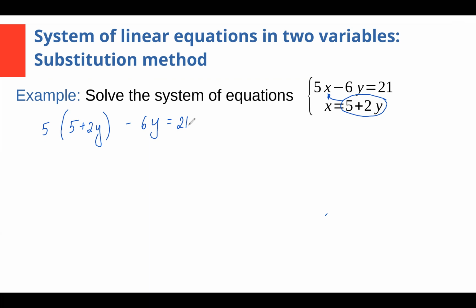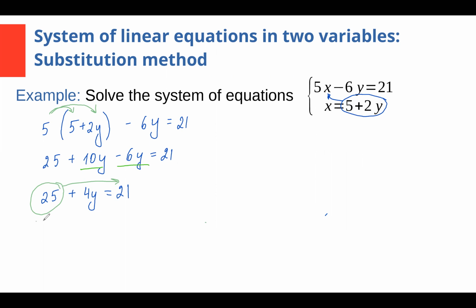Then I'll have to open up the parentheses, using the distributive property. 5 times 5 gives me 25. 5 times 2 gives me 10y, minus 6y equals 21. Before I do anything in terms of moving, let me combine these two. So I'll be getting 25 plus 4y equals 21. I need to solve it for y, so I'm going to move the 25 to the other side. 25 travels to the right, minus 25, minus 25.